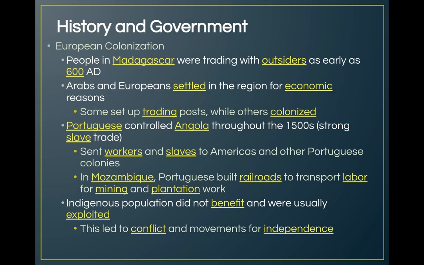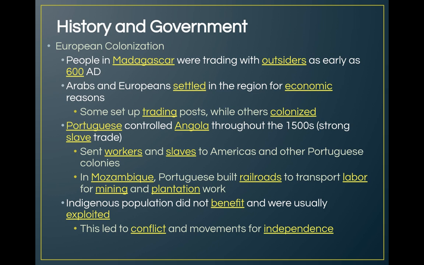History and government. People in Madagascar were trading with outsiders as early as 600 AD. They were mostly trading with the Arabs, but the Europeans also ended up trading with them as well. They settled in the region for economic reasons, and some even set up trading posts, like we talked about the Portuguese, for example, setting up trading posts. Others are going to colonize.